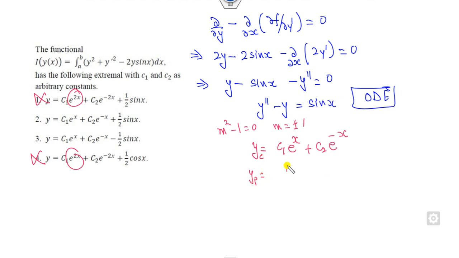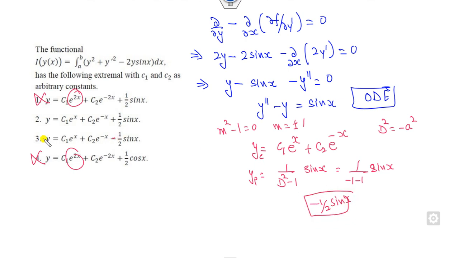How can you find the particular solution? So this is (D² − 1) y = sin x. I can write D² as −a², a is 1, so it's −1 for sin x. So what is the right answer of this? Minus 1 by 2 sin x. So minus 1 by 2 sin x is the right answer. This is cancelled out. So the third option is the correct option.